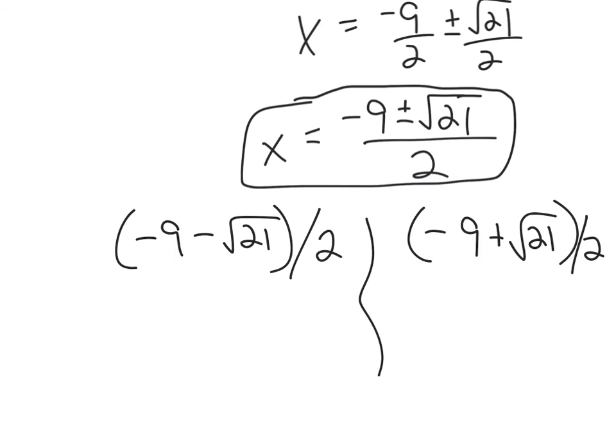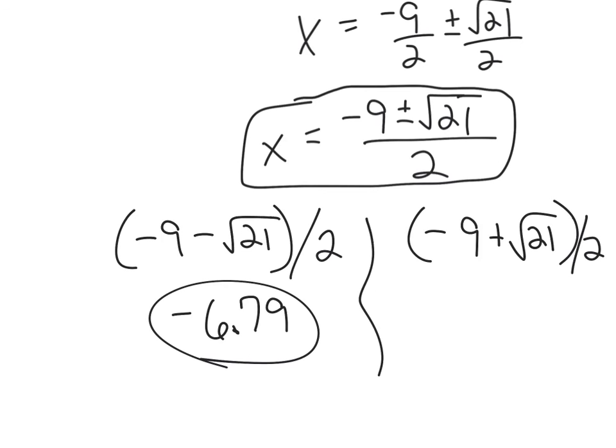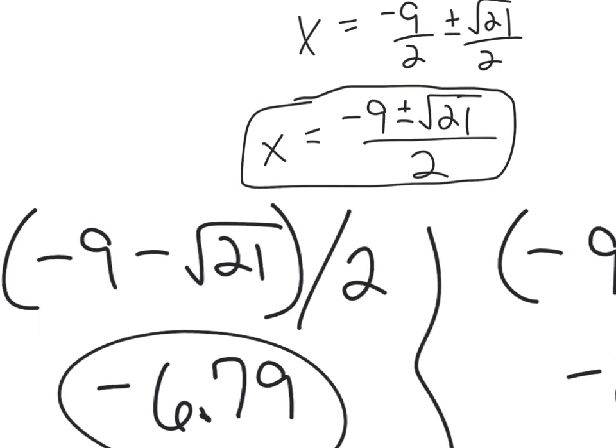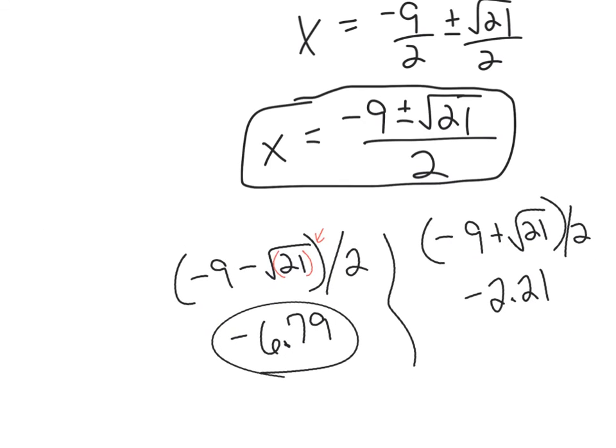So this first one would come out as negative 6.79 if we round that to the nearest hundredth. The second one comes out as negative 2.21. Just depending on your calculator, with this square root part, if your calculator has a beginning parenthesis for the square root, you need an end parenthesis for the square root and then another end parenthesis to end your numerator out.